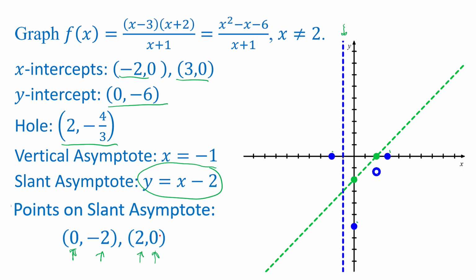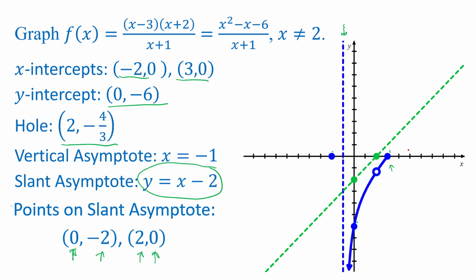Well, between my vertical asymptote and the x-intercept here, between those two, I can see the graph is below the x-axis, right? We have a y-intercept at the point (0, -6). So let's go ahead and fill in that region. So between x equals -1 and x equals 3, the graph's below the x-axis. It kind of passes by the hole and then it goes through the y-intercept.